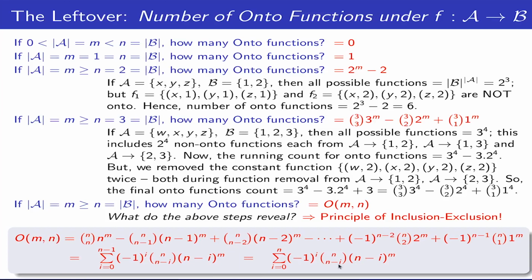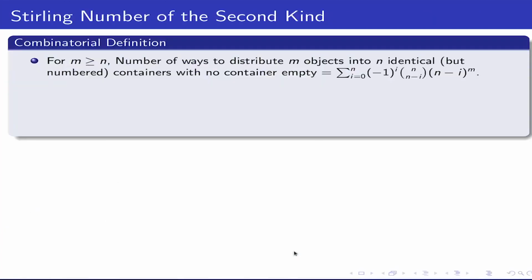If you are still not convinced that your teacher might be doing some kind of specific answers and then trying to relate it with a function, let me relate what this means combinatorially. So this is called a Stirling number. There is a concept called Stirling number of the second kind. First of all, the number of ways to distribute m objects into n identical but numbered containers with no containers empty is just our onto function.